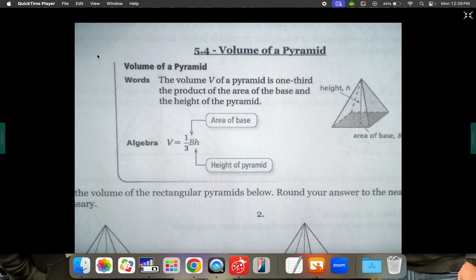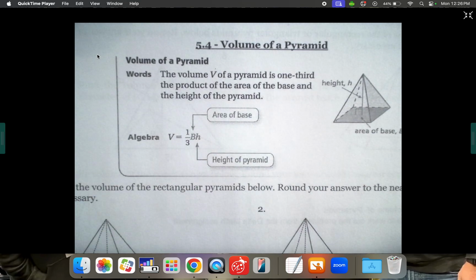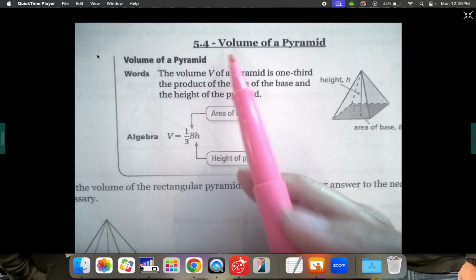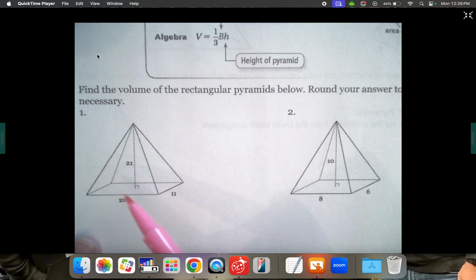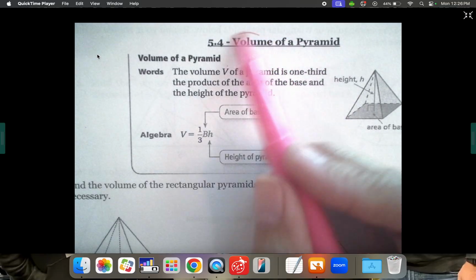All right, for the PLP, we are now on video 5.4, and we're switching gears this time. We've been doing surface area, which means we've been measuring the area of each of these faces and adding them all together. Now we're switching to volume.